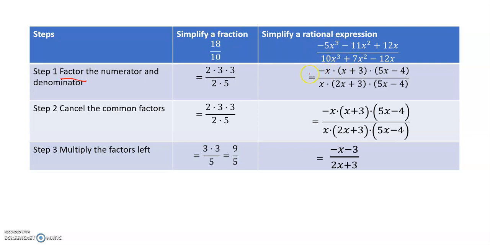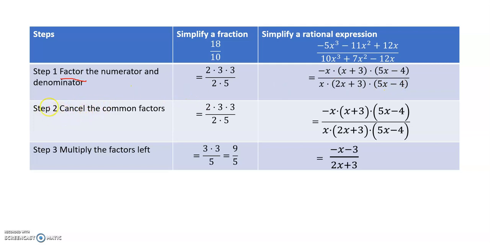So first we factor out the GCF, negative x, and then we factor the trinomial as x plus 3 times 5x minus 4. And similarly, we can factor the bottom as 3 factors, x times 2x plus 3 times 5x minus 4.